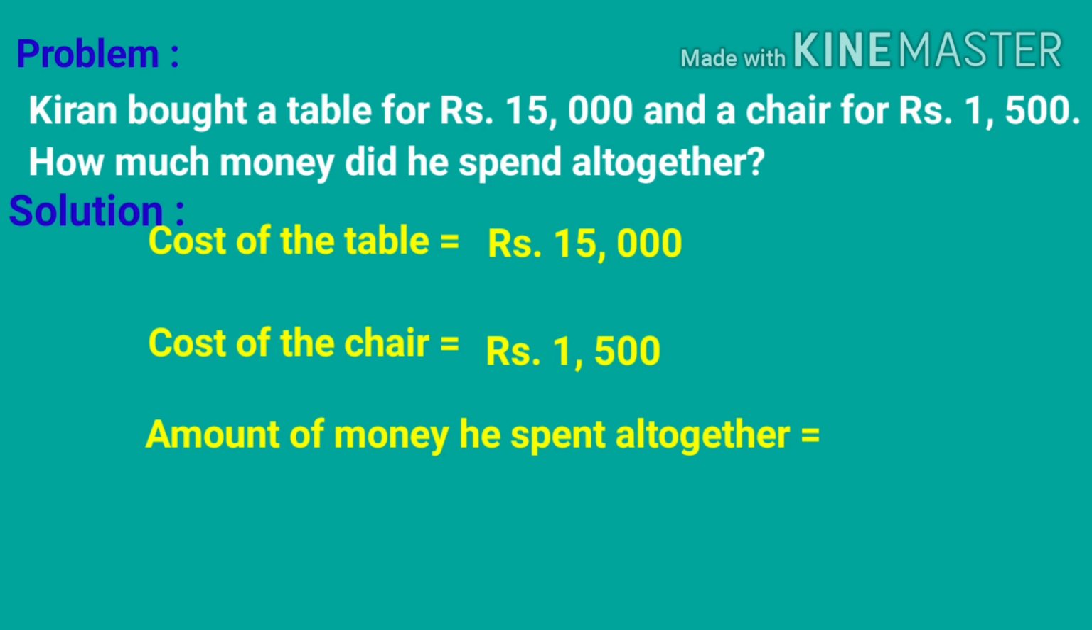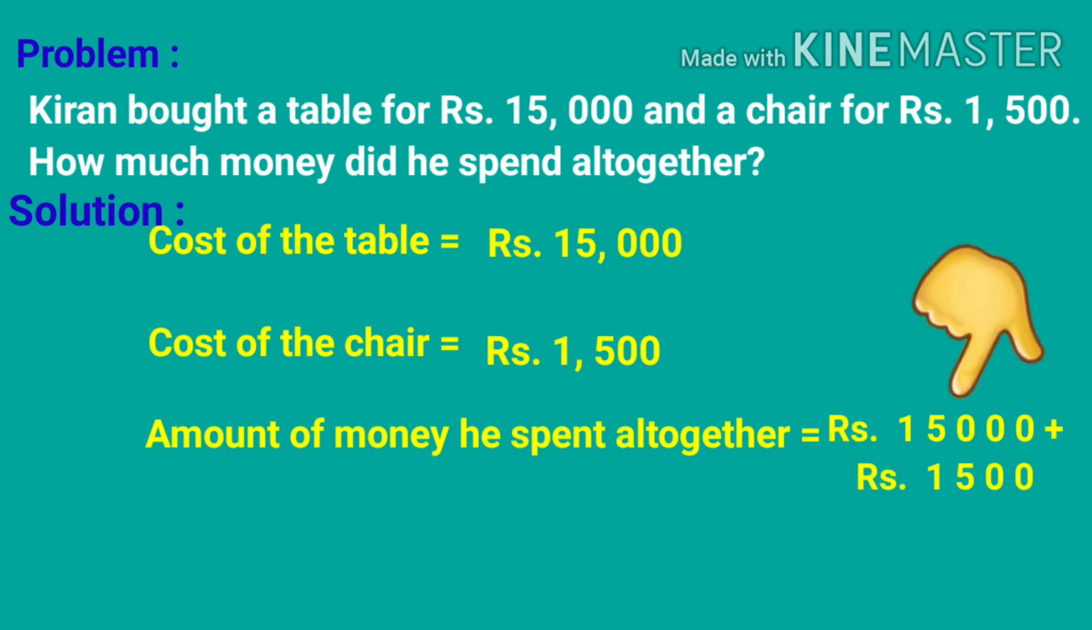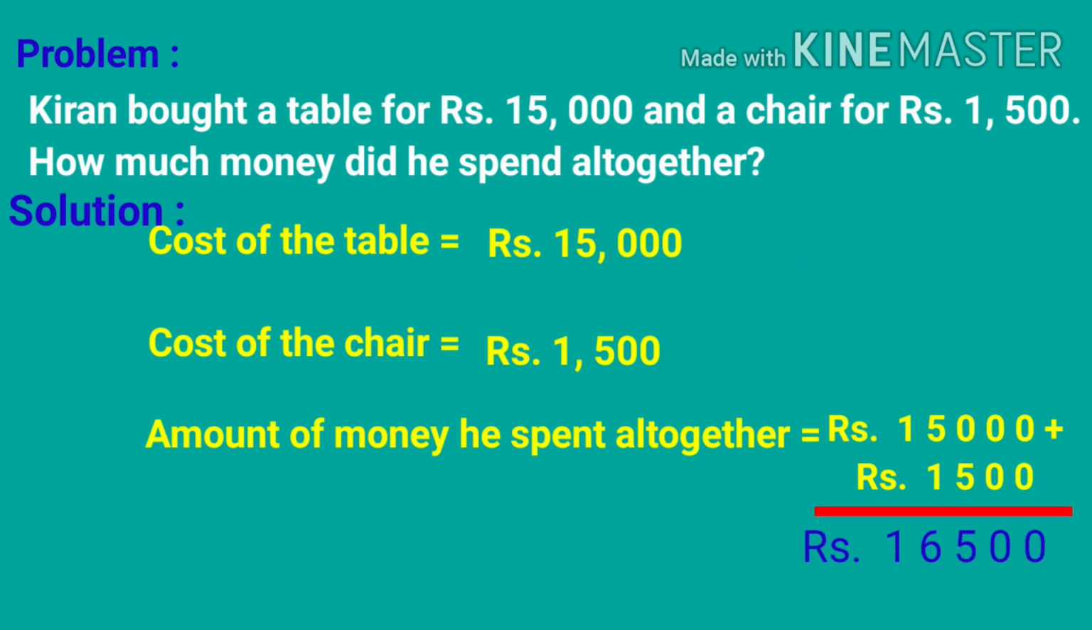Children, what is the keyword used in this problem? Yes, you are right. The keyword used in this problem is altogether. It means to solve this problem, we have to perform the operation addition. Children, you see how the numbers are arranged for addition. Now, on adding the cost of the table, that is 15,000 rupees, and the cost of the chair, that is 1,500 rupees, we get 16,500 rupees. So, Kiran spent 16,500 rupees altogether.